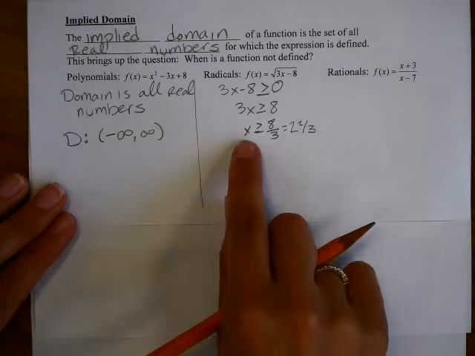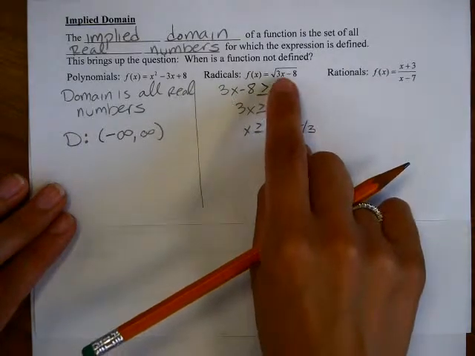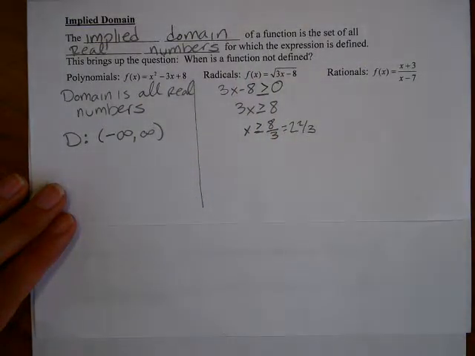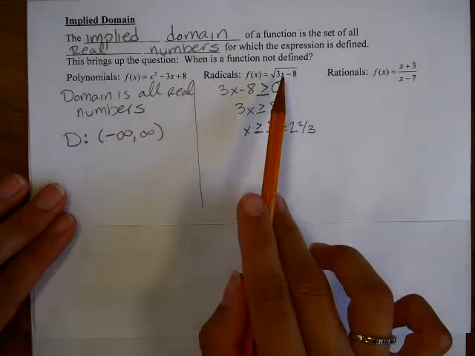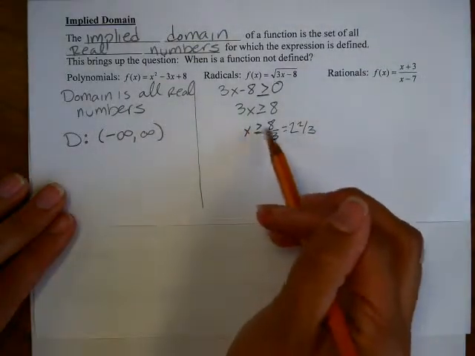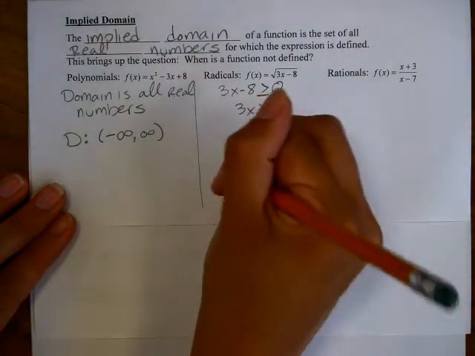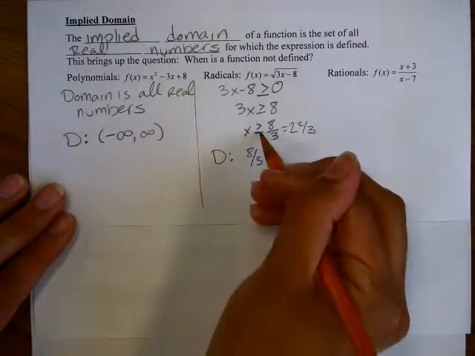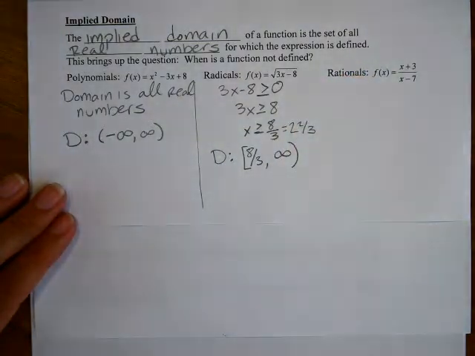On the other hand, if I pick a number smaller than 2 2/3, let's see what happens. If I plug in 2, I get 6. 6 minus 8 is negative 2, square root of a negative number. Okay, now we're talking imaginary, so that is not allowed. What if I plug in 8/3? Alright, let's see, 8/3, 3's divide out, 8 minus 8 is 0. Okay, and we're good. So this is the domain, all real numbers greater than or equal to 8/3. In interval notation, 8/3 is the smallest number we could plug in. It's included, so it gets a bracket. And anything bigger than 8/3 up to infinity is allowed.